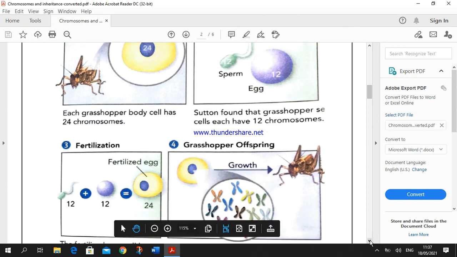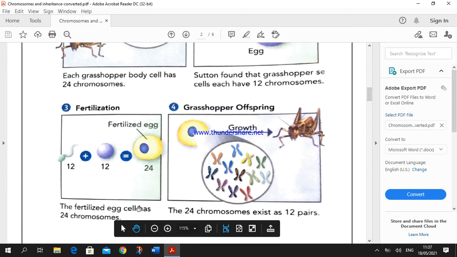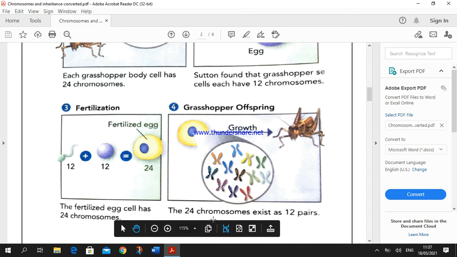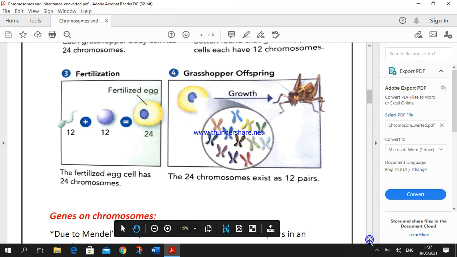After fertilization, after fusion or joining between sperm and ovum, the fertilized egg had 24 chromosomes due to the fusion between 12 chromosomes coming from the sperm and 12 chromosomes coming from the egg. The 24 chromosomes exist in 12 pairs, and this fertilized egg, known as the zygote, grows by mitosis division into an adult grasshopper.